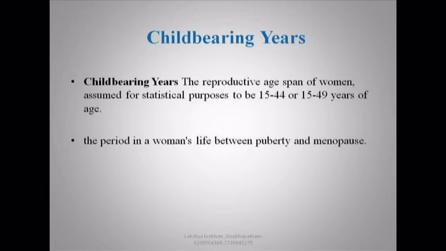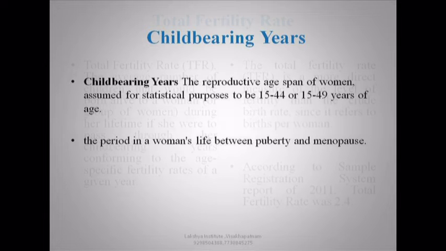Childbearing years. Childbearing years, the reproductive age span of women, assumed for statistical purposes to be 15 to 44 or 15 to 49 years of age. The period in a woman's life between puberty and menopause.